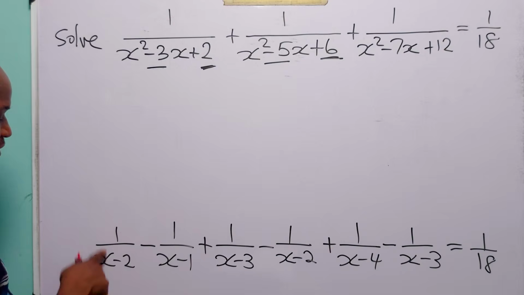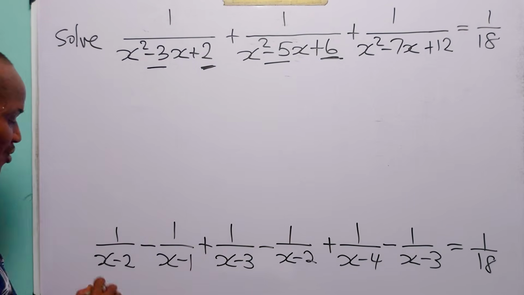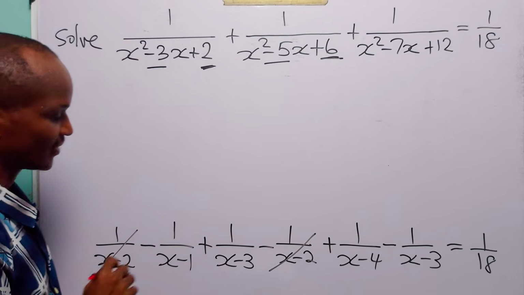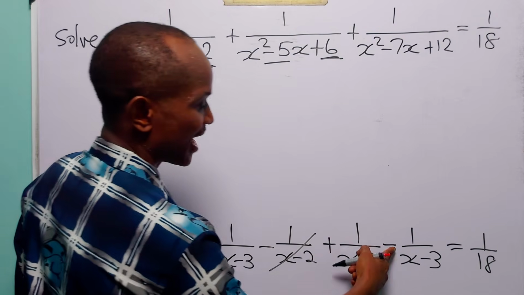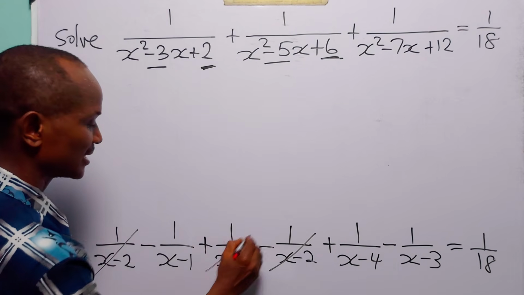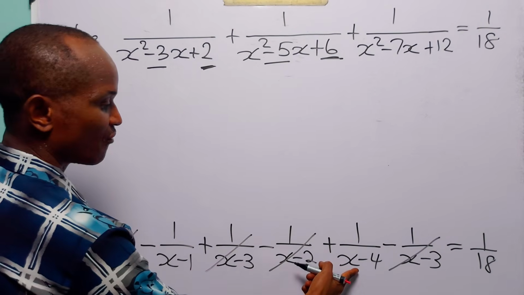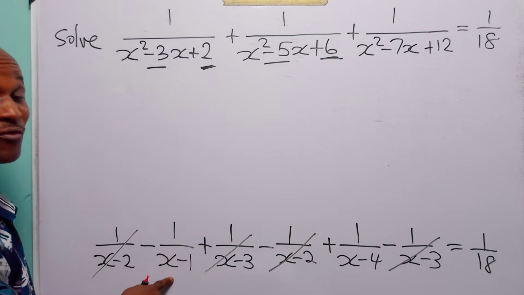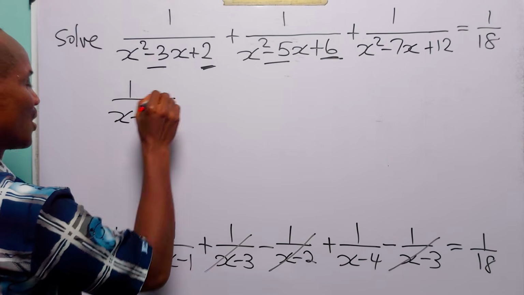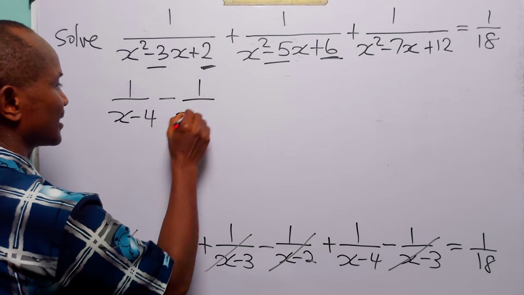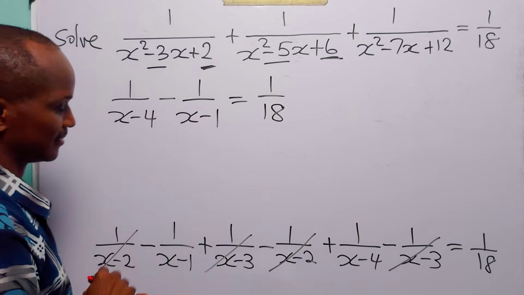Now notice that here we have 1 over (x - 2), while here we have minus 1 over (x - 2). So this is going to take care of that. Here we have 1 over (x - 3). And here we have minus 1 over (x - 3). So this is going to take care of that, leaving us with 1 over (x - 4) minus 1 over (x - 1). So this is 1 over (x - 4) minus 1 over (x - 1). And of course, this is equal to 1 over 18.